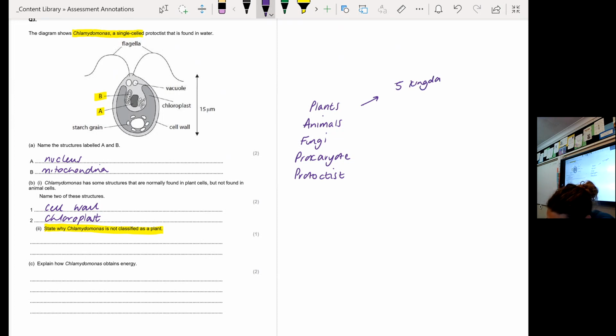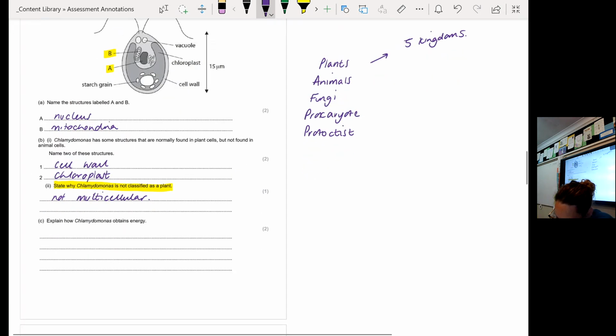And we need to know the main features. Now, this is saying, why is it not a plant? One of the main things is all plants are multicellular, and this is single-celled. It says it in the question, so always read the question twice. Because it is not multicellular, it is not a plant. It tells you it's a protoctist.